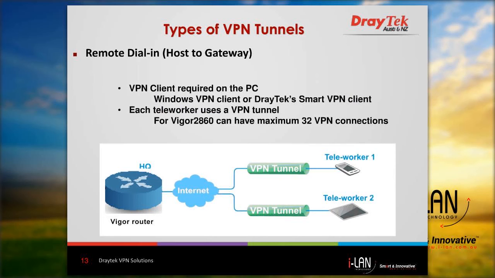Okay, the VPN client can be the default client built into Windows, or the Smart VPN client that's supplied by DrayTek. It's also worth noting that for each remote dial-in VPN tunnel created, it counts towards the total number of VPN tunnels supported in the router. So, for example, the Vigor 2860 can have a maximum of 32 VPN tunnels. So this can be 32 remote dial-in connections, or a combination of dial-in connections and LAN-to-LAN VPN connections.